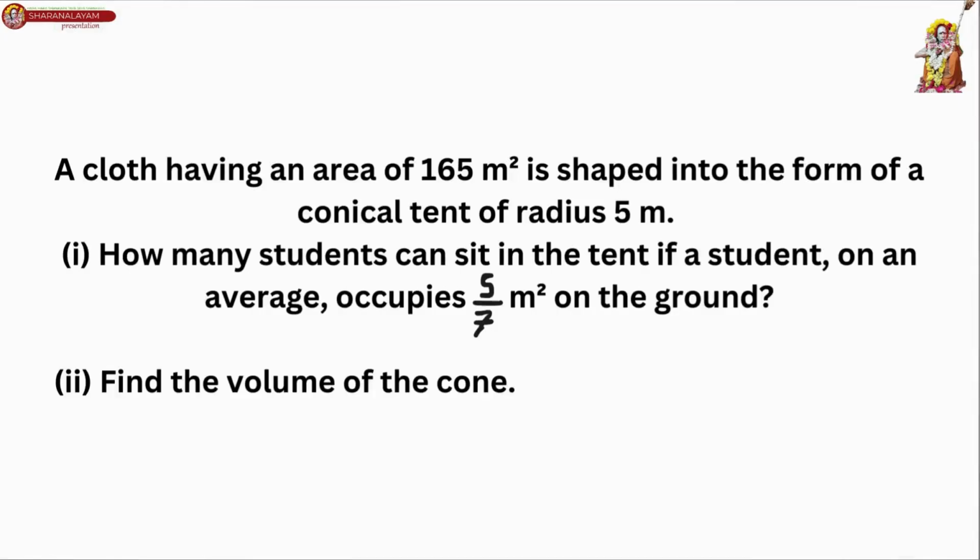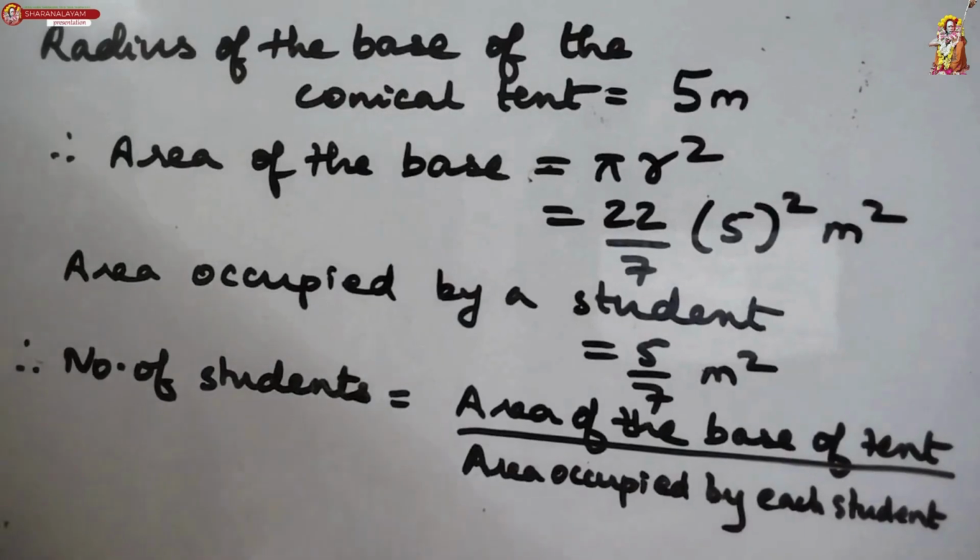A cloth having an area of 165 meters square is shaped into the form of a conical tent of radius 5 meters. First question. How many students can sit in the tent if a student on an average occupies 5 upon 7 meters square on the ground? Second part of the question. Find the volume of the cone. So how do we do this?